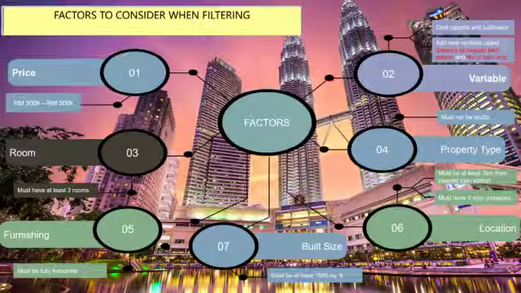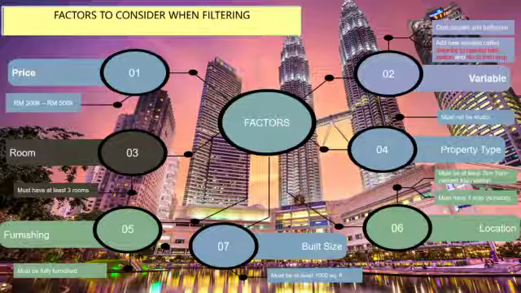So these are the factors that we consider while filtering the data. One of them is price. We did some research on senior auditors working in KL. The salary ranges from 3K to 5K, in which the loan for a house that will be approved is 300K to 500K, I mean.